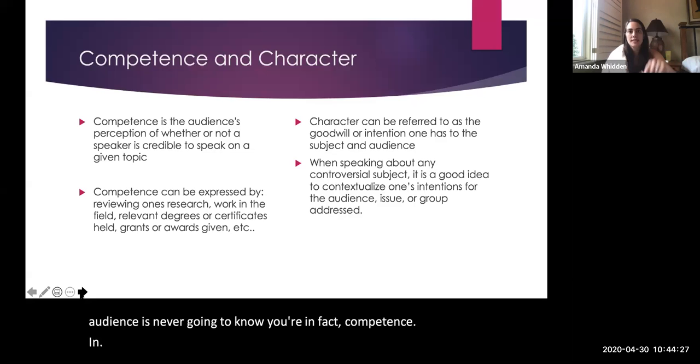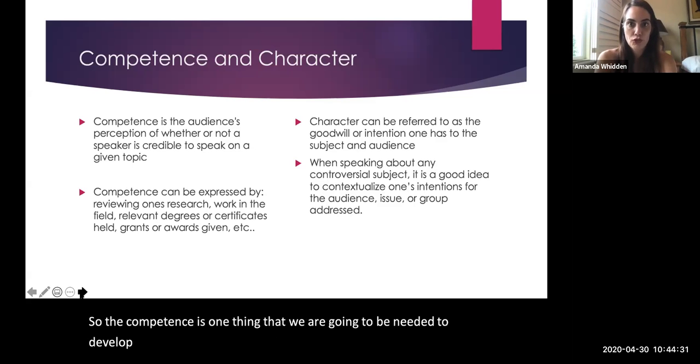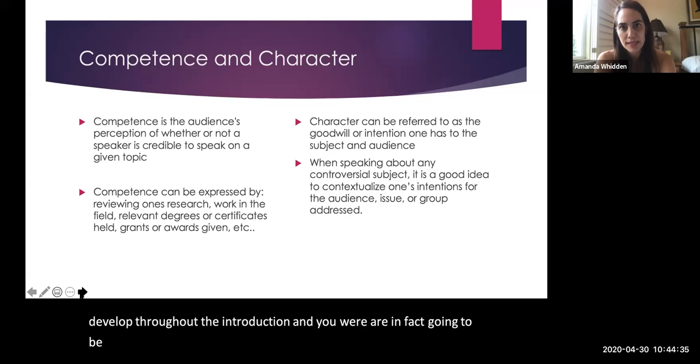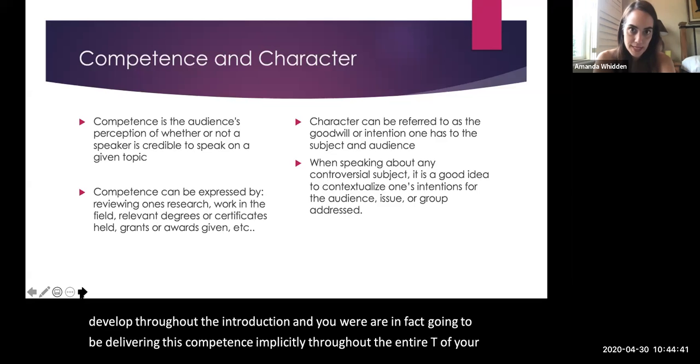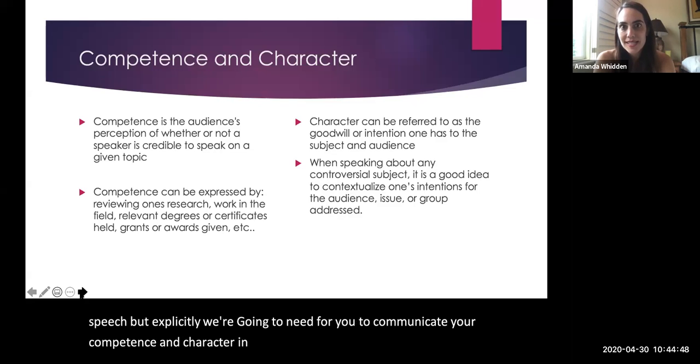So competence is one thing that we are going to be needing to develop throughout the introduction, and you are in fact going to be delivering this competence implicitly throughout the entirety of your speech. But explicitly, we are going to need for you to communicate your competence and character in your introduction. Like I said, somebody's usually going to come and give you an introduction.